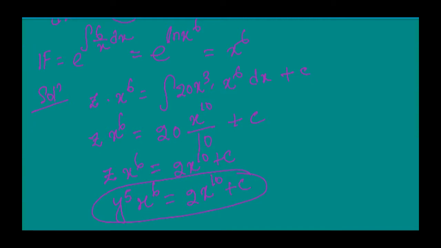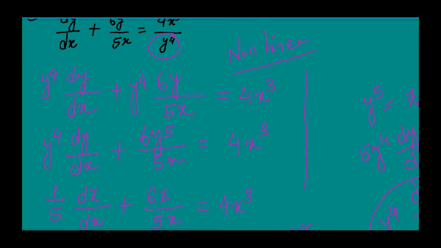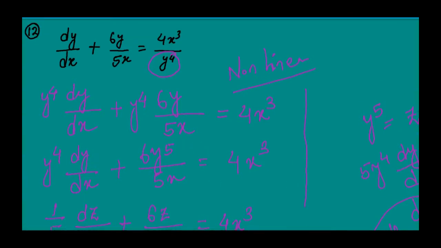And this is the method. What is the method? We have to multiply by this denominator value, or the negative power of y, on both sides so that it will be linear and we have to follow the linear format.